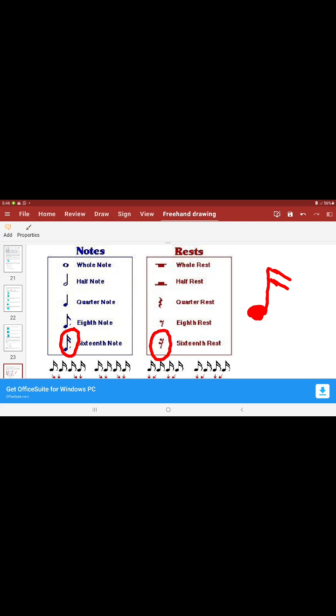1/16. 1/32 is half of 1/16. So to do that, we put one more flag. This is now 1/32, called demi-semi-quaver. So the 1/8 is quaver, 1/16 is semi-quaver. After your semi-quaver, you now have demi-semi-quaver. And from demi-semi-quaver, the next is hemi-demi-semi-quaver.